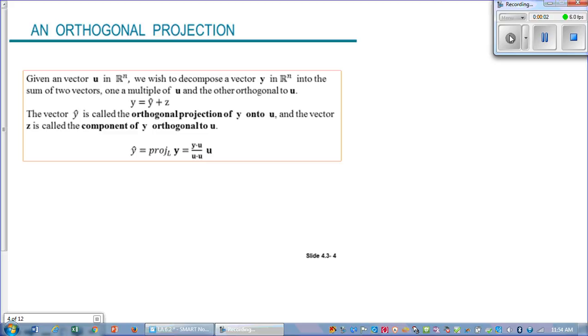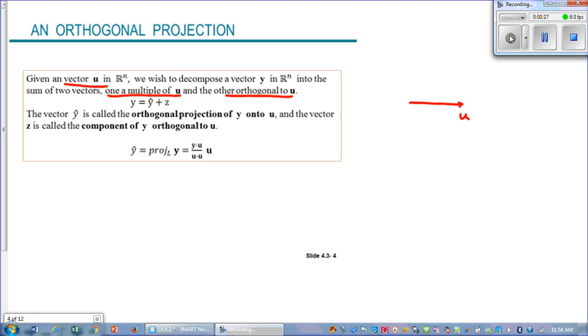An important concept is that of an orthogonal projection of a vector onto another vector. So given a vector u, we want to decompose a vector y into the sum of two vectors so that one of them is a multiple of u and the other one's orthogonal to u. Okay, so we'll start with the vector u.